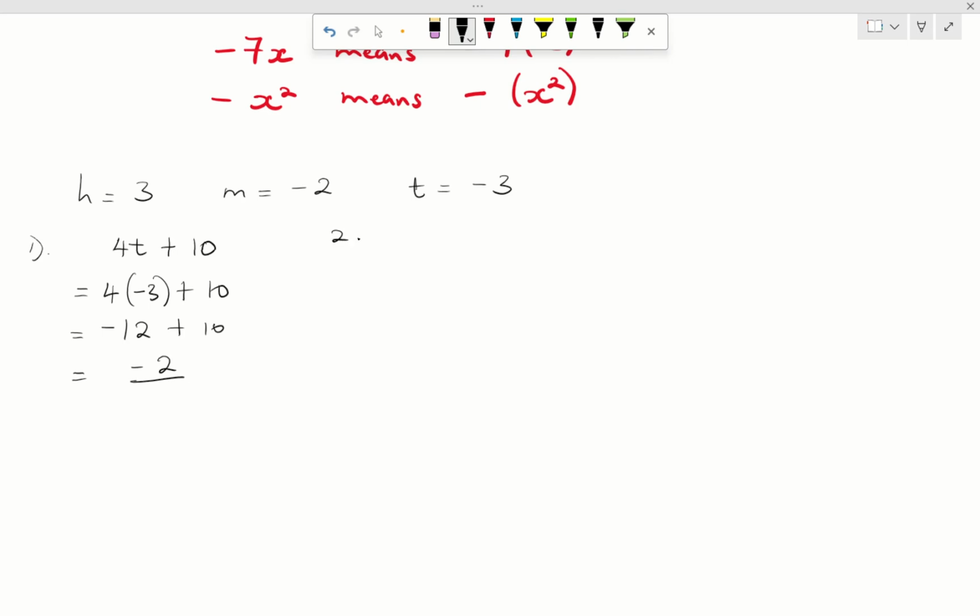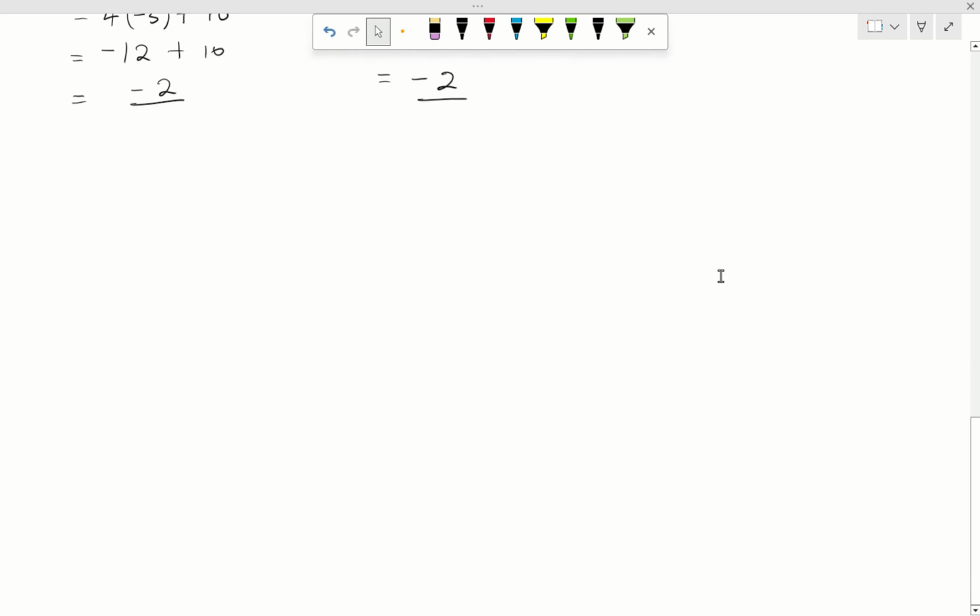And we also have 4m plus 2h. So our m is negative 2, and we're adding 2h. Our h is 3. So 4 times minus 2, that's minus 8, plus 2 times 3, that gives us 6. Minus 8 plus 6, that gives us minus 2. Okay, so that is how we do substitution. So let's have another example.